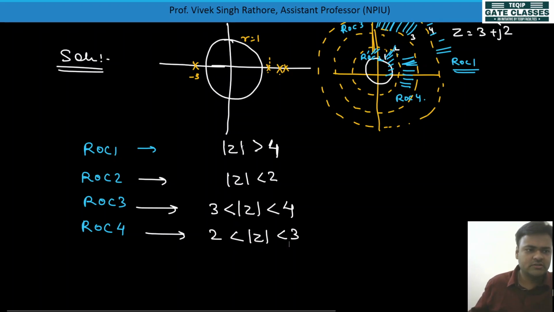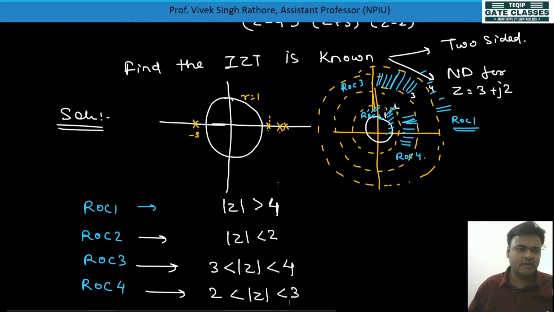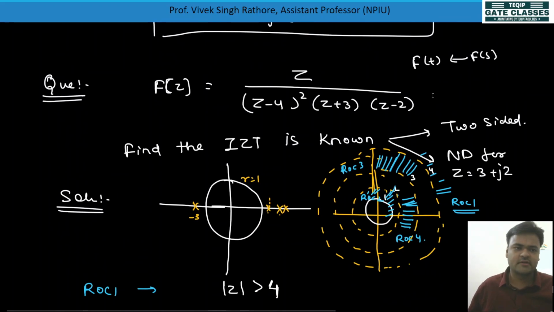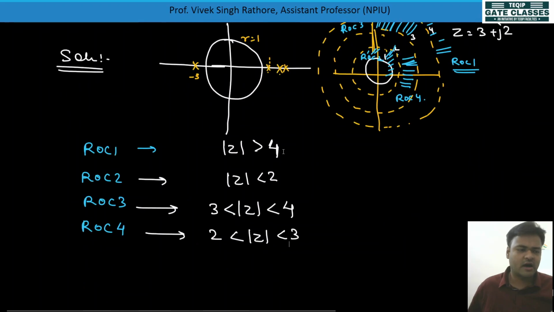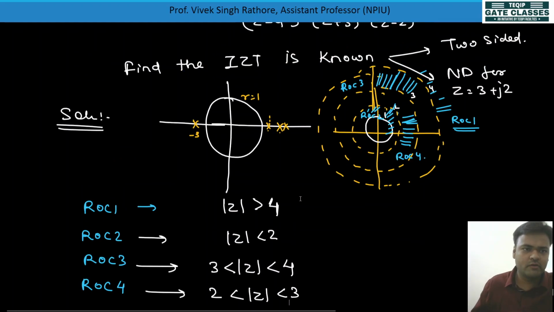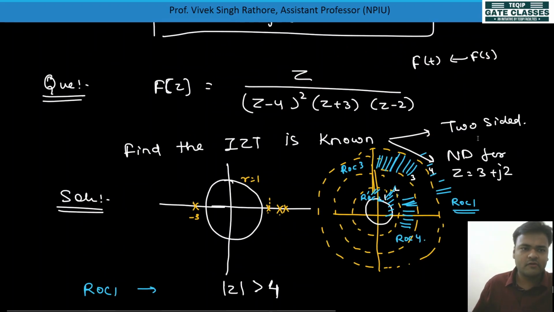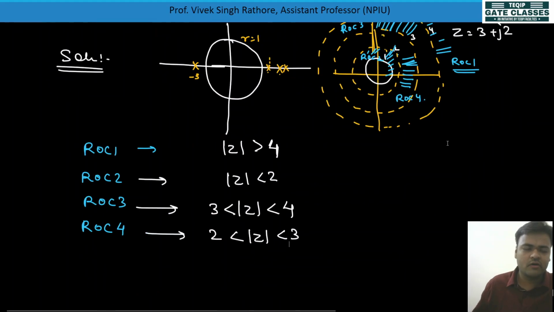Achha. Now these possible 4 ROCs can be formed from seeing this expression. From this expression, only these ROCs can be formed. Achha. According to the question, which one will be applicable? See, first of all, we know that its inverse Z transform is two-sided. So obviously this cannot happen. This cannot happen, right? So obviously maybe this condition can be satisfied or this condition can be satisfied.